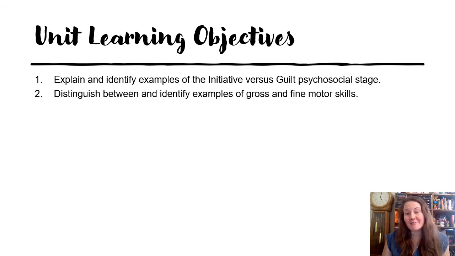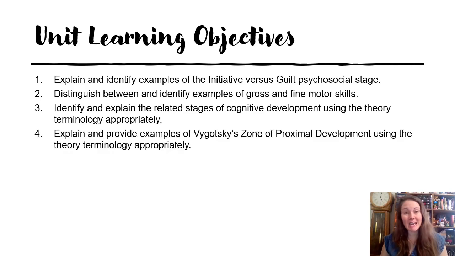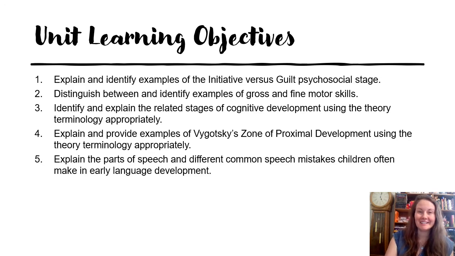Distinguish between and identify examples of gross and fine motor skills. Identify and explain the related stages of cognitive development using the theory terminology appropriately. Explain and provide examples of Vygotsky's zone of proximal development using the theory terminology appropriately.